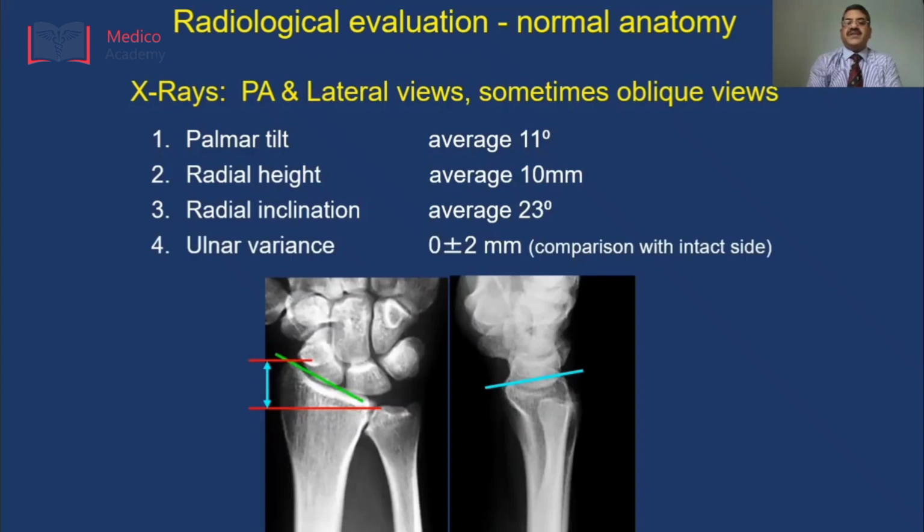The ulnar variance is usually neutral. It can be plus or minus 2 millimeters, accounting for either a positive or a negative ulnar variance. And always comparison should be made with the intact side. When we are dealing with a distal radius fracture, we have to aim to restore the radiological parameters to as normal as possible.